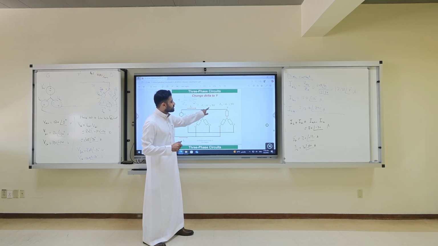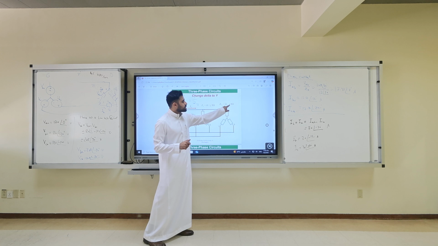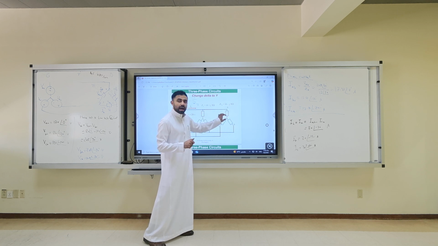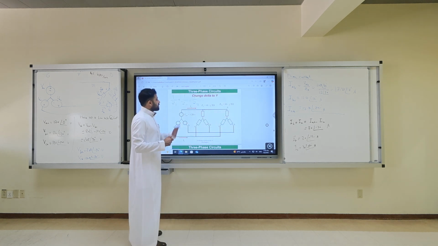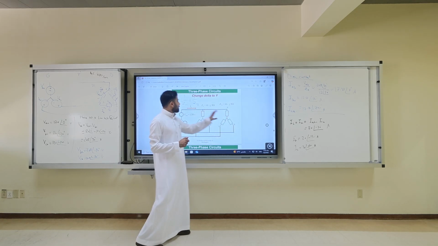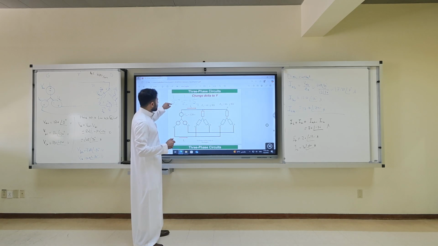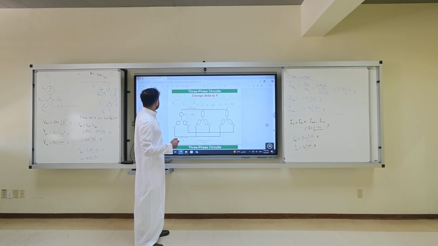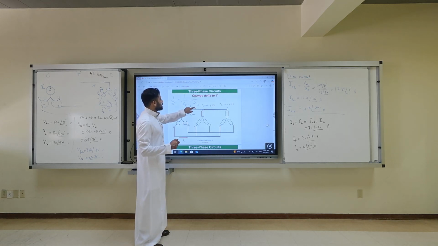Clearly this is an inductive load. This will be 4 minus j3. This will be a resistor and a capacitor. The second step is to combine Z1 and Z2Y in parallel. That is the formula, 1 over Z1 plus 1 over Z2Y equals 1 over Z equivalent.